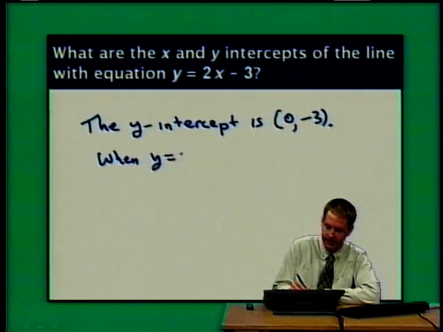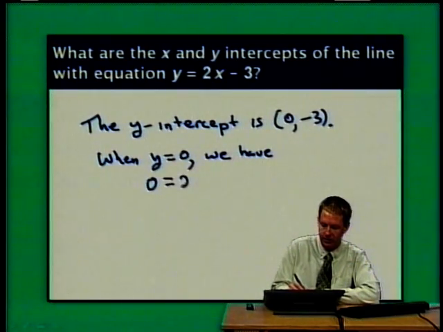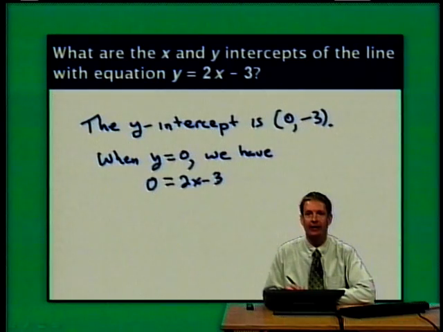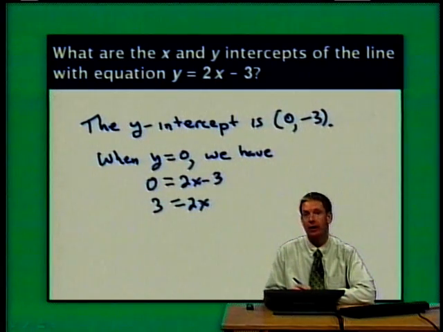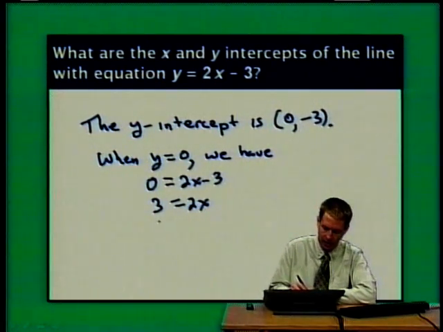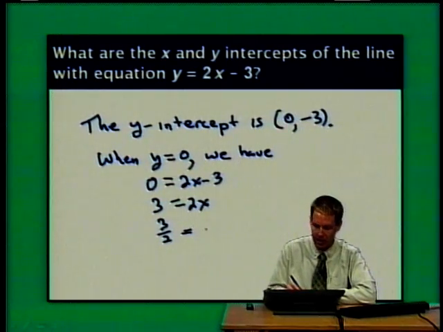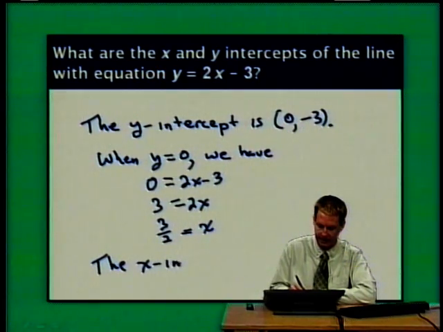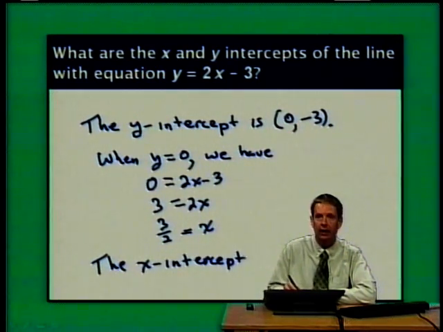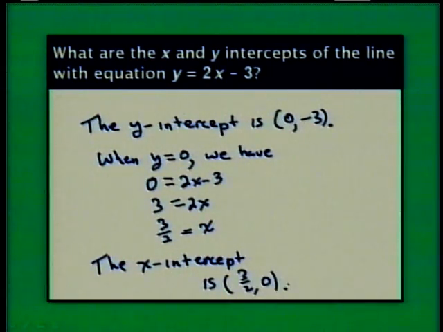When y is 0, we have the equation 0 equals 2x minus 3. When I add 3 to both sides of the equation, we have 3 equals 2x. And when we divide both sides of the equation by 2, we have 3 over 2 equals 2x over 2, which is x. So I can see that the x-intercept is the point (3/2, 0). If it helps you to do that work on your paper, do it. If you can do it in your head, do it. Do what works for you.